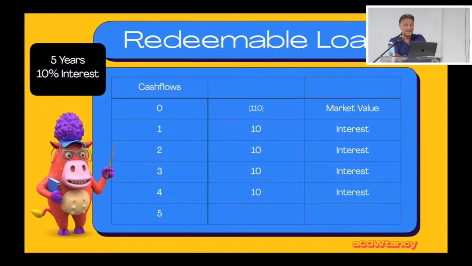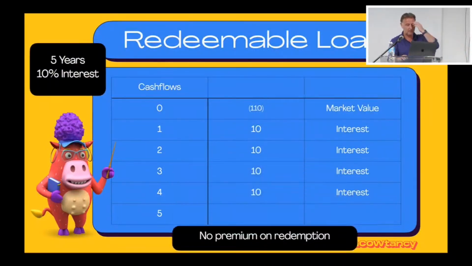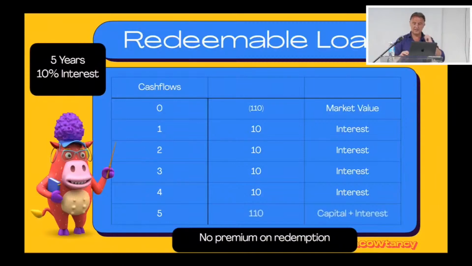Year 5. How much? 110. Why 110? Yeah, you're paying back the loan, aren't you? So you're paying back your interest of 10, but you're also paying back this 100 loan. It's always in a block of 100. So in year 5, you're paying back 110, presuming there's no premium on redemption.